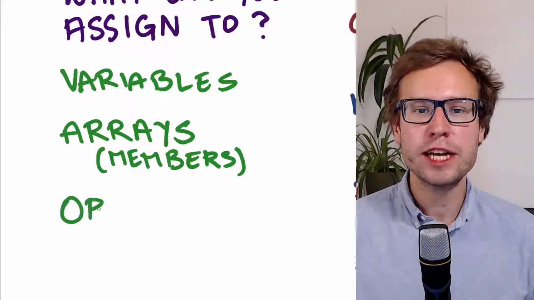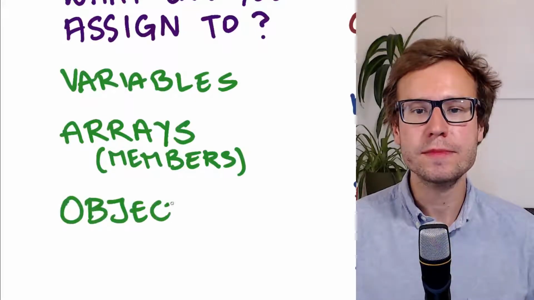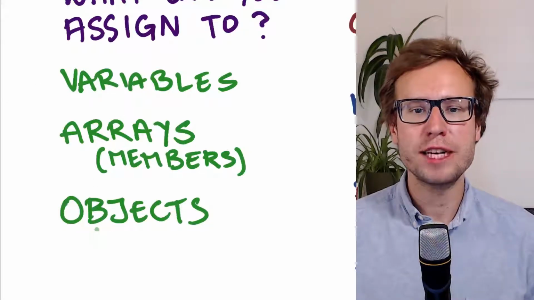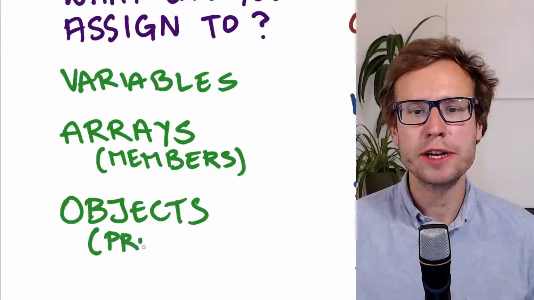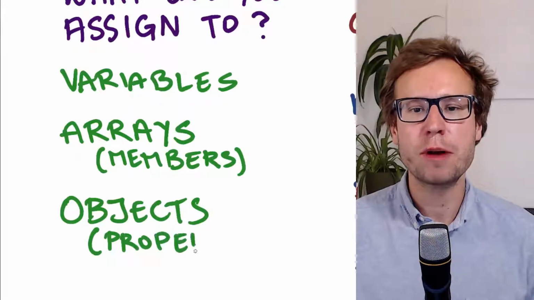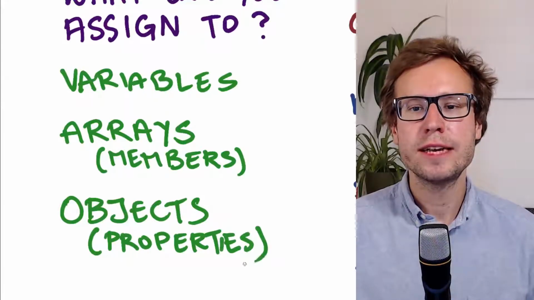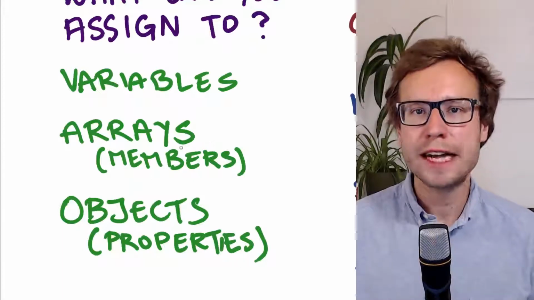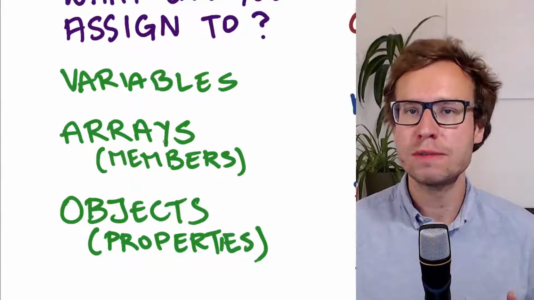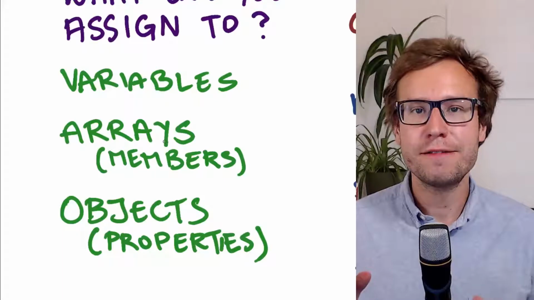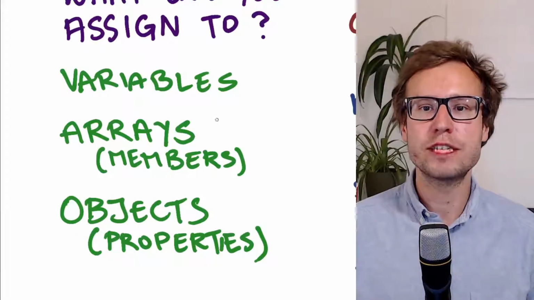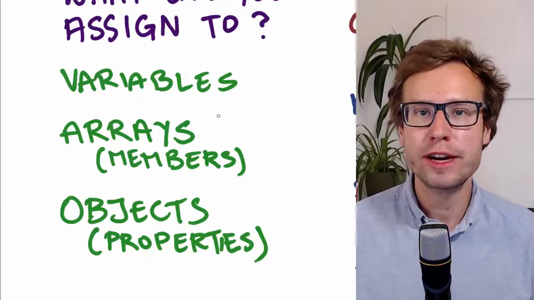And what else? Well, objects too. Also, we're assigning to members of objects. I like to use the word property, actually. So we're assigning to object properties. Yeah, that's basically it. This is where we can put values. We can put them into their own standalone variables, and we can also put them into arrays, into objects. That's great. So this is where our assignment operator is used.